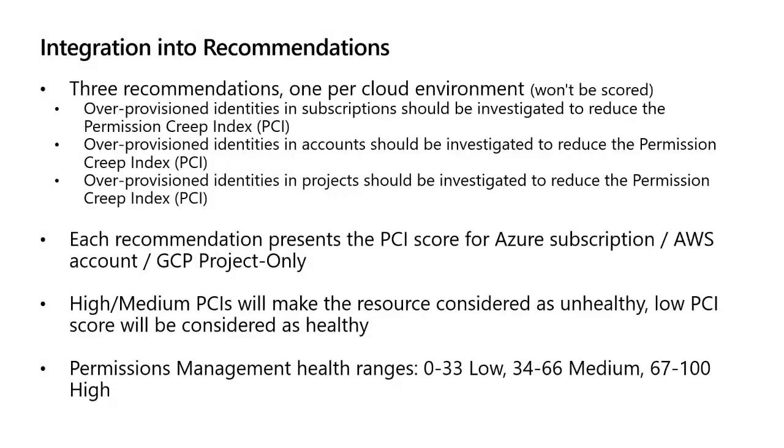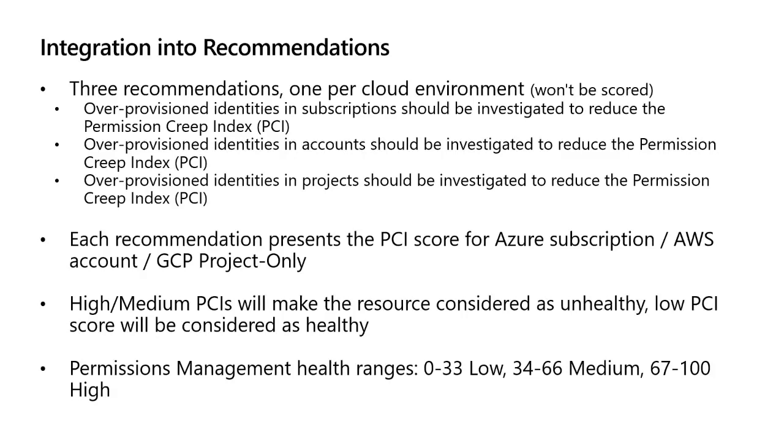So here you can see three recommendations that are added, one per cloud environment. Please be noted, these recommendations currently won't be scored for secure score. So here you can see over-provisioned identities in subscriptions should be investigated to reduce permission creep index, similarly for AWS account and GCP project. Each recommendation assessment presents the PCI score for the Azure subscription, AWS account, and GCP project.